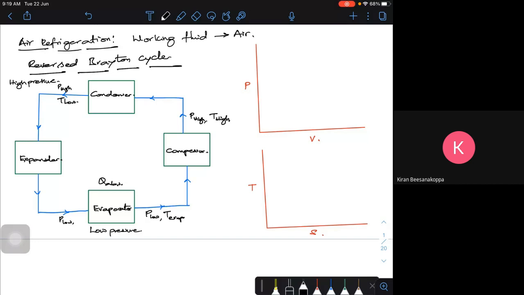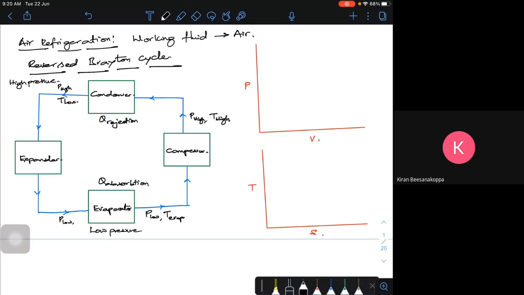So here is heat rejection, and here is heat absorption. The heat is absorbed in your evaporator. That means I will have a compartment. You might have seen that you have a refrigeration compartment, very similar to that. When I use air, you have a compartment from which I need to remove the heat.